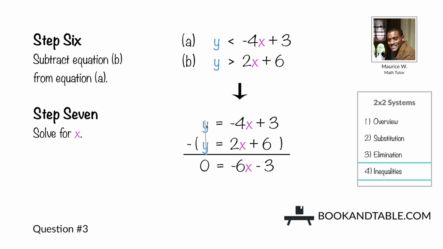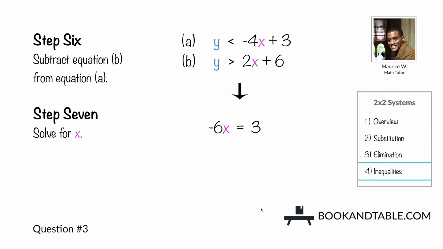And now that we've gotten rid of our y variable, we can solve for the x. So we'll start by adding 3 to both sides, giving us 3 is equal to negative 6x. To get rid of the coefficient, negative 6, we can divide both sides by negative 6, giving us x is equal to 3 divided by negative 6, which is x is equal to negative 1/2, or negative 0.5. So this is the x coordinate for the vertex.